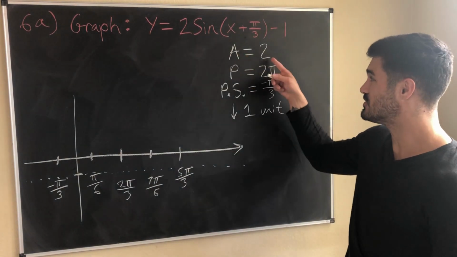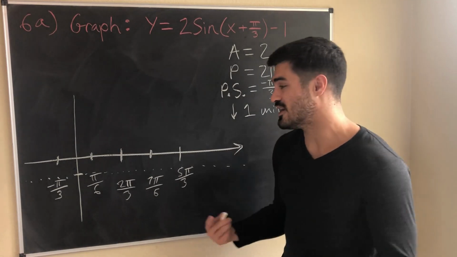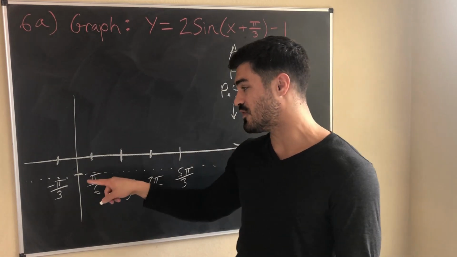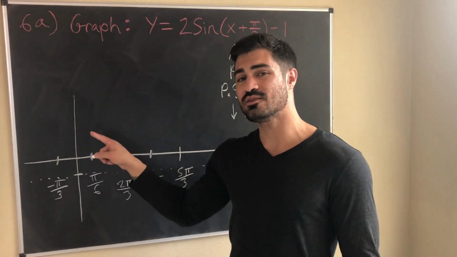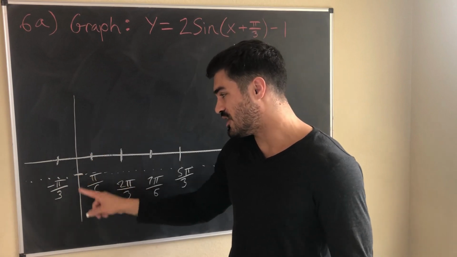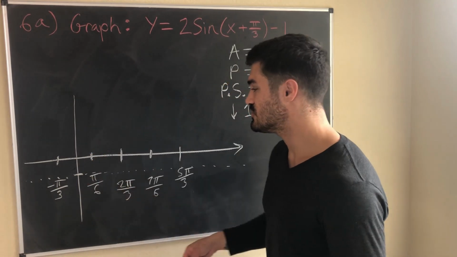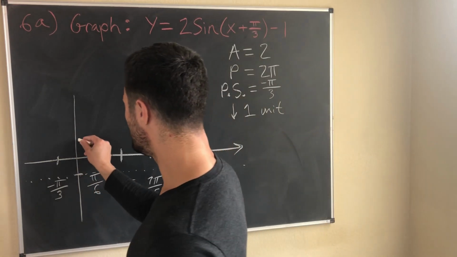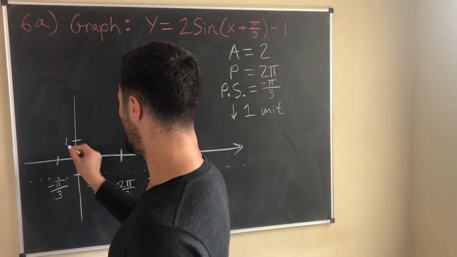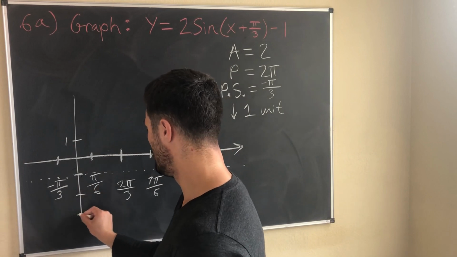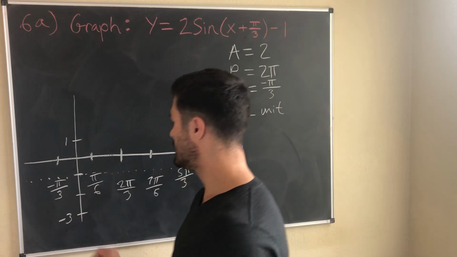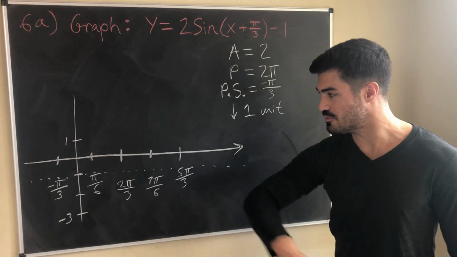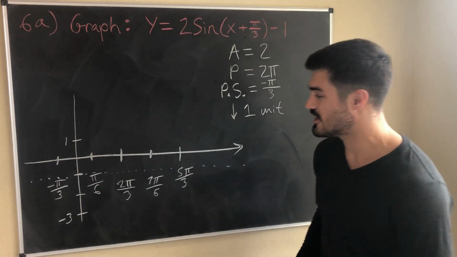Since our amplitude is 2, the amplitude I think of as a distance. It's the distance from the midline to the maximum, and also the distance from the midline to the minimum. So since our amplitude is 2, and our midline is y equals -1, we're going up to +1 and down to -3. So this is our maximum, this is our minimum, up to positive 1 down to negative 3.